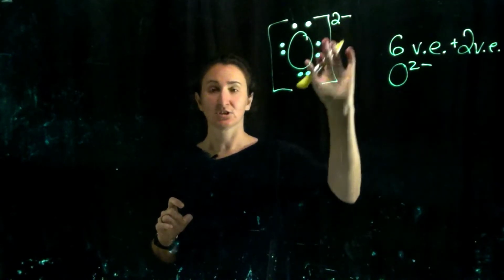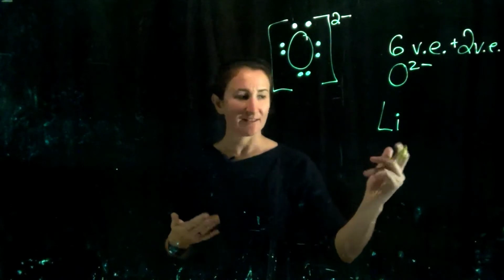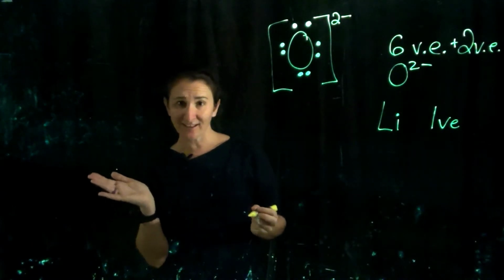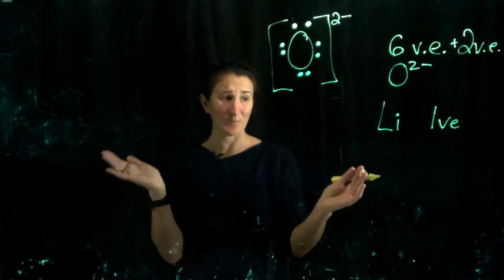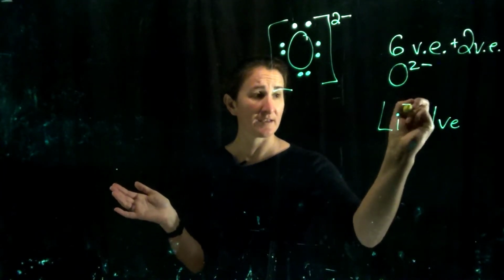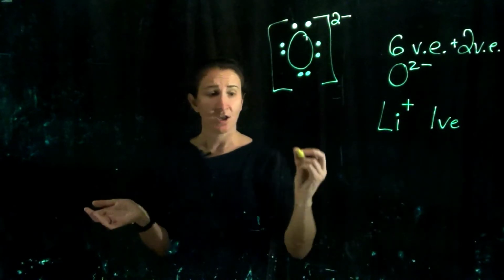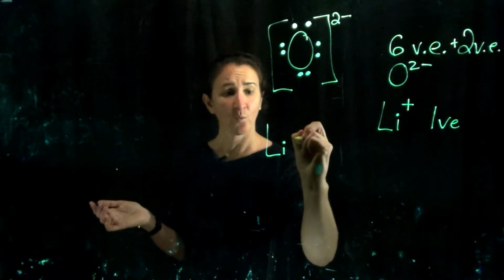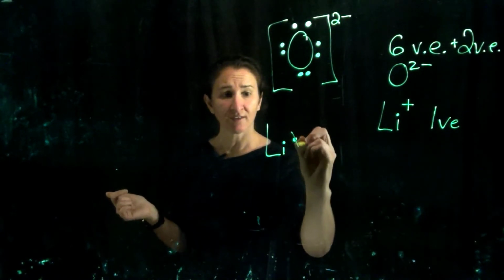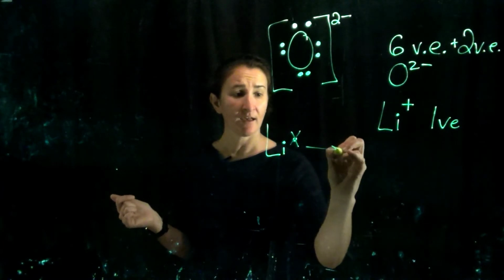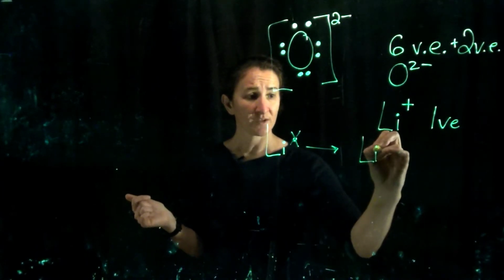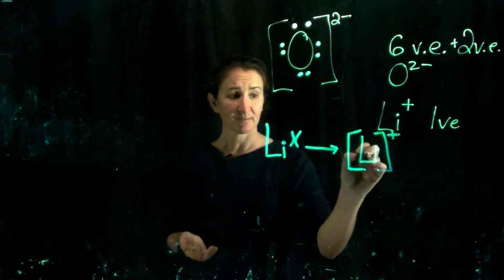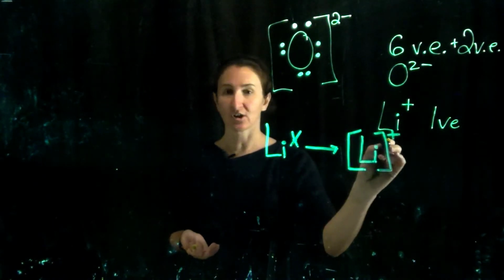So brackets, charge. What about something like lithium? Lithium has 1 valence electron. So does it gain 7 electrons or does it lose the 1? I hope you remember that lithium loses the 1 to become positively charged. So if we go from the Lewis structure of lithium, where you had 1 electron, we just lost that electron to become our lithium ion. So what does the Lewis structure look like? It looks like this, where you can see the atomic symbol is in the middle and then the brackets with the charge on the outside.